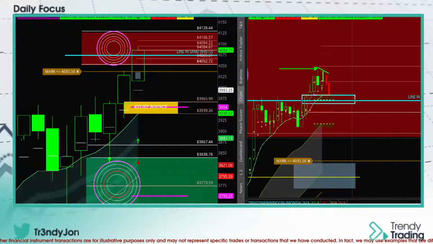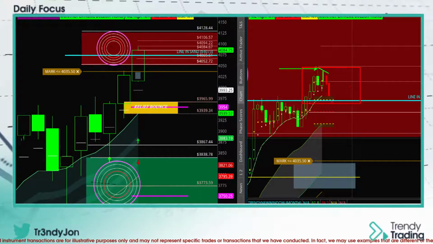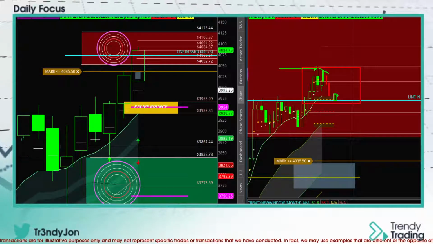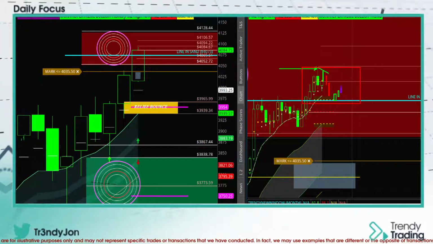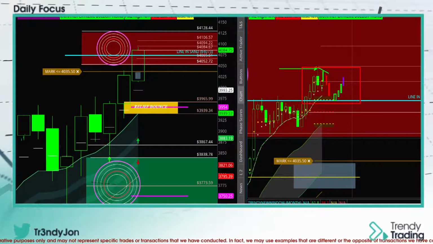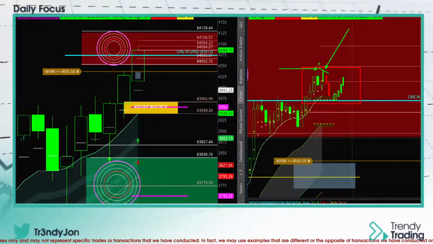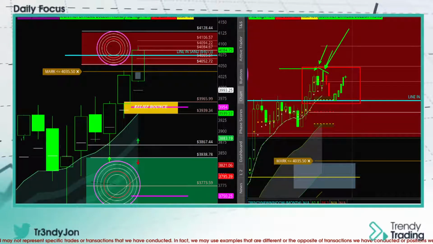Bigger picture is just consolidating. Look for buyers to step in around these levels that I talked about. And then once again, as we move up, pay attention to your second pivot. You have a one pivot, two pivot. Can we make a higher high?